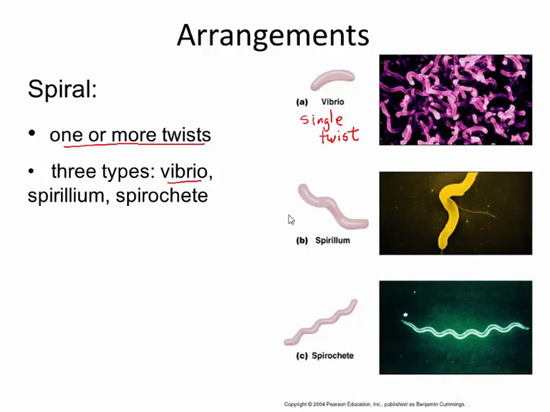Spirillum has 2 twists. Here we go, one there, one there. We could see a nice actual picture of it. You can see the 2 twists. And then spirochete has many twists. It almost looks like a worm under a microscope. This is actually a picture of Treponema pallidum, which is the causative agent of syphilis. And interestingly, I'm going to overemphasize the twists here, we often can describe it like a corkscrew.